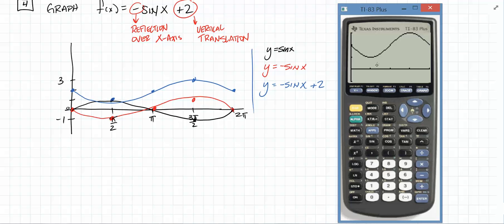Pi over 2, I'm up here at 1. At pi, I should be at 2. At pi, I'm definitely at 2. So you can check to see that your scale matches the graph that you did. Is this making sense? Feeling good?